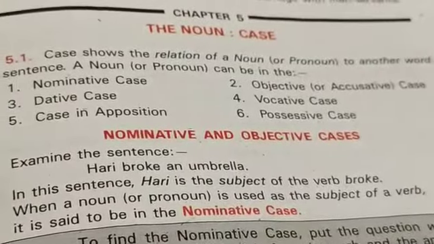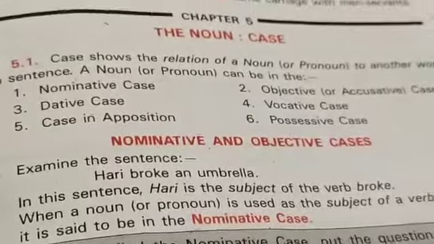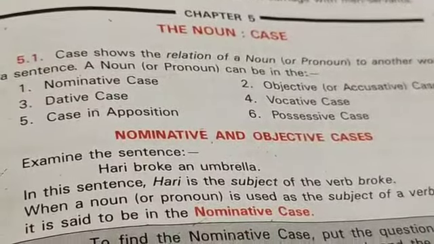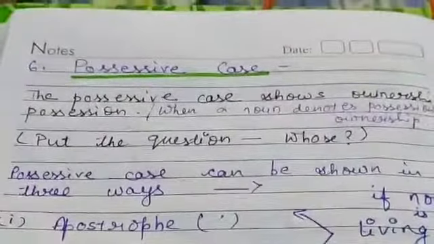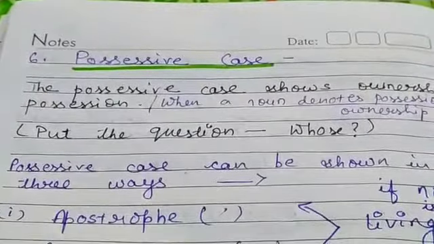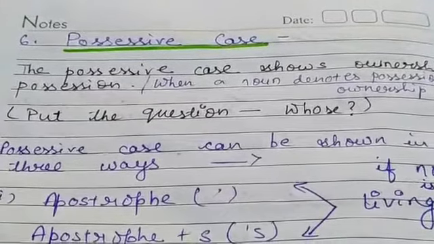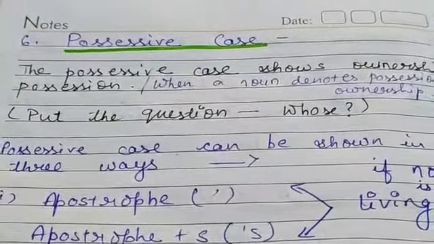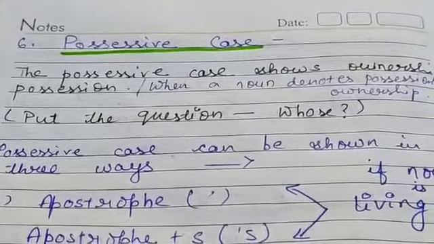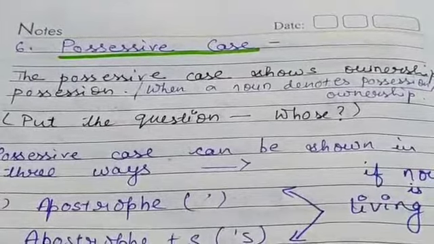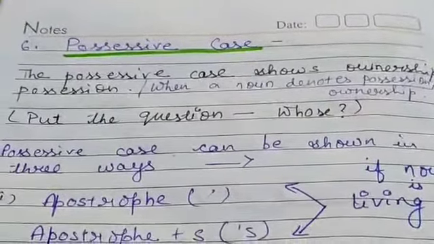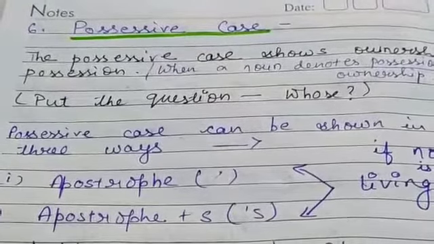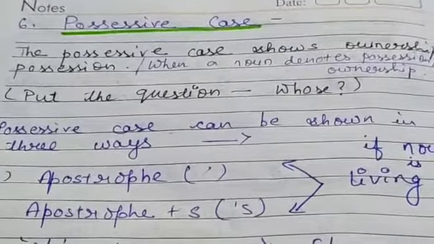Students, so we will continue our noun case with the sixth type of case, that is possessive case. The very word possessive, you have understood, shows possession. So what is possessive case? The possessive case shows ownership or possession, meaning when a noun denotes possession or ownership over a belonging, it is said to be possessive case. Now always put the question whose.